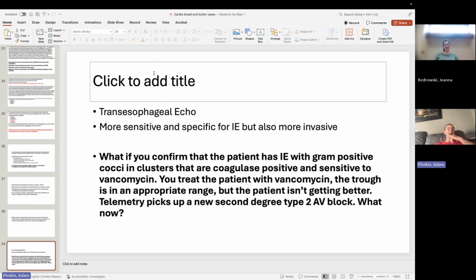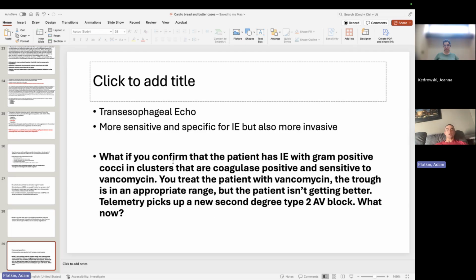I gave it away. But yeah, if you get a TTE first and you don't see it, and there's still suspicion for infective endocarditis, the next step is to get the TEE. We go through the esophagus, we get a better look at the aortic and the mitral valve, so we can possibly see those vegetations. So that's always the right answer: TTE unrevealing, go get a TEE, transesophageal echo.